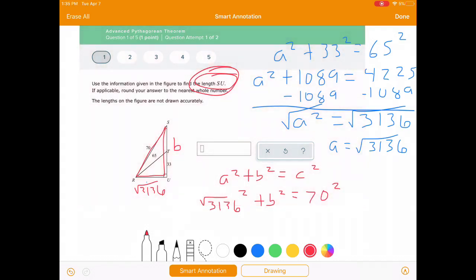Now this is why I said we're going to leave this as the square root of 3,136, because the square root and the square cancel each other out. So if I took the square root of 3,136 and I squared it, I would just get 3,136 plus B squared, and 70 squared, 7 times 7 is 49. We got 2 zeros, it's 4,900. And then we're going to go ahead and subtract 3,136 from both sides here.